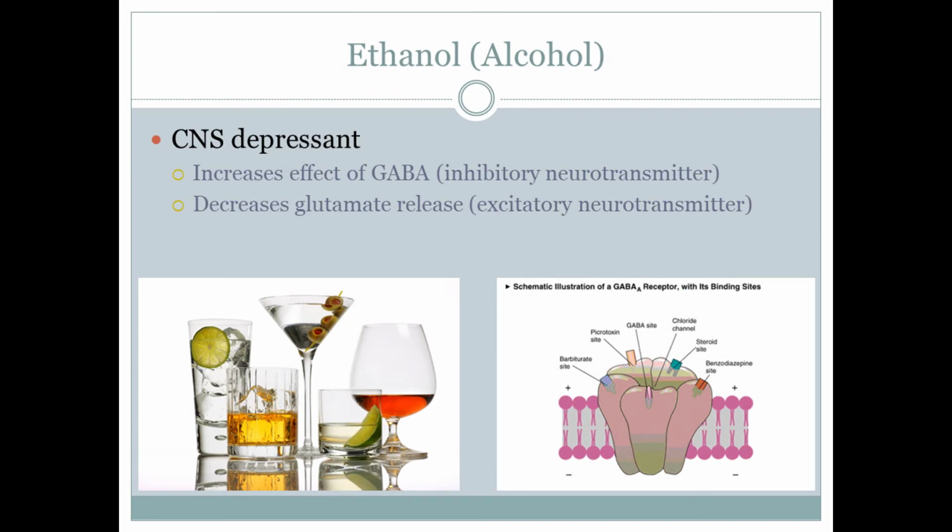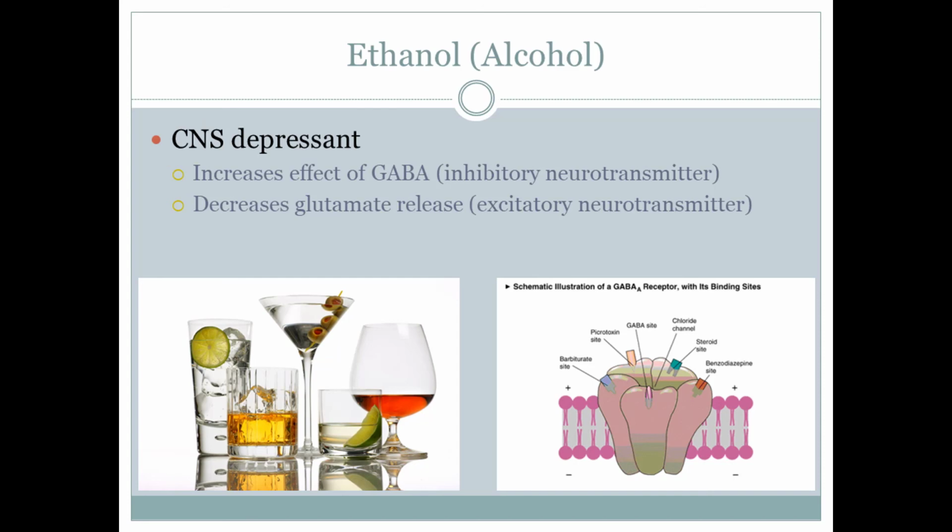Another thing to look at is ethanol, which you already learned is ethyl alcohol. And this specifically works as a central nervous system depressant. What it works on is GABA, which we already established is an inhibitory neurotransmitter. And so what ethanol does is it increases the effect of GABA. It makes it much more effective as an inhibitory neurotransmitter. And GABA is supposed to bind to cause inhibition of the next postsynaptic neuron.